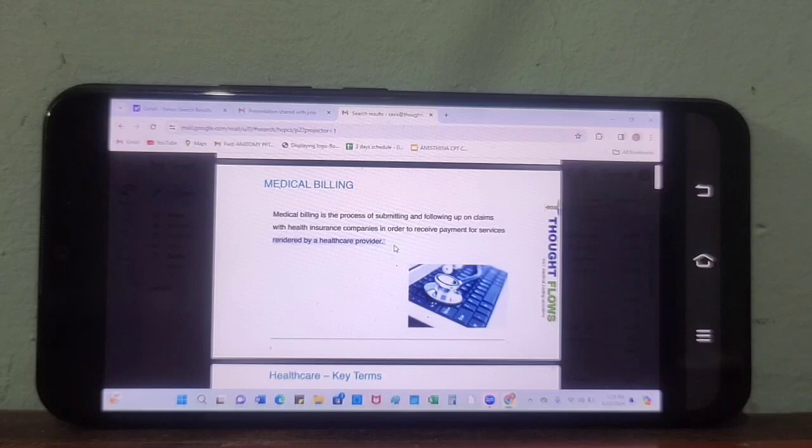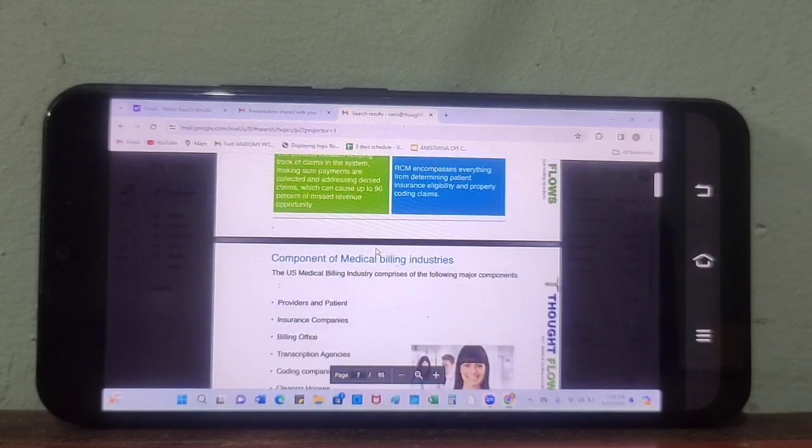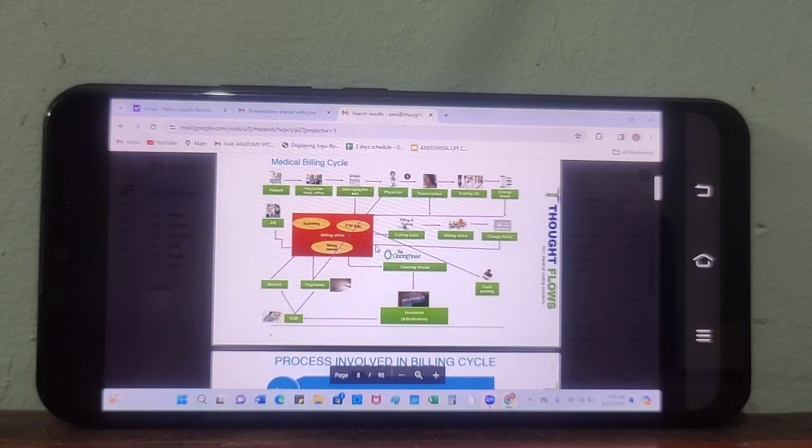Suppose a doctor takes an X-ray. Once the coder has submitted the document, it is transferred to the billing section. That billing section fixes the appropriate dollar values and submits to the insurance company. The insurance company processes the claim and gives the amount to the provider. So that is the meaning of billing. Now, it's just a definition. I am going to explain in detail about RCM, Revenue Cycle Management.